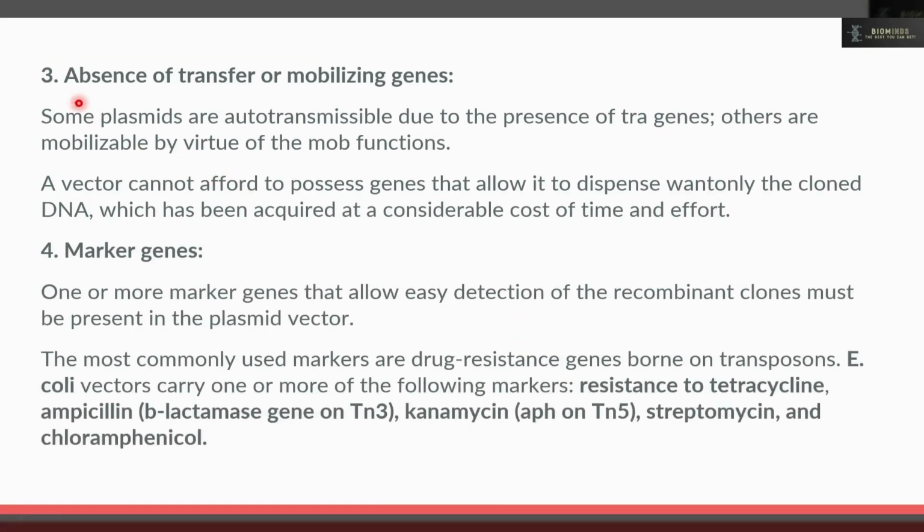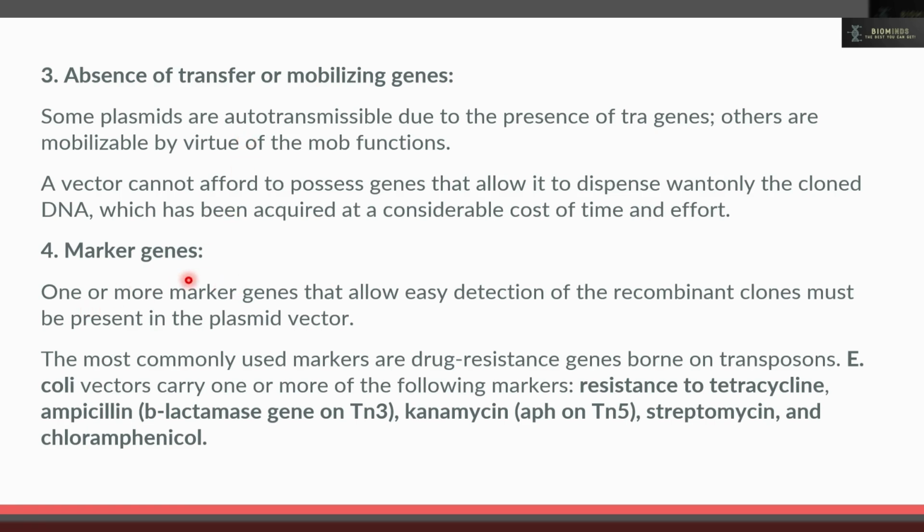The next feature is the absence of transfer or mobilizing genes. If you look at the genome of certain bacteriophage viruses, they have genes that can change their position, that can change their location. After changing location, the sequence of the gene can change, so we don't want that. In the plasmid, these genes are naturally absent, so there is no change in the sequence, and the plasmid stays as it is.